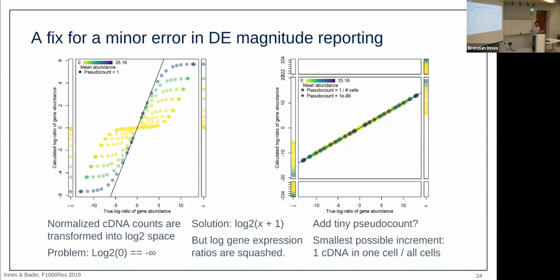Okay, so the solution is easy. You add a ridiculously small pseudo count, so 1e to the negative 99, but now you have this other goofy problem, which is that if you do have a divide by 0, which is quite common because we've got lots of zeros in our data, then your fold change becomes goofily large, like in this case, a fold change of like 300.